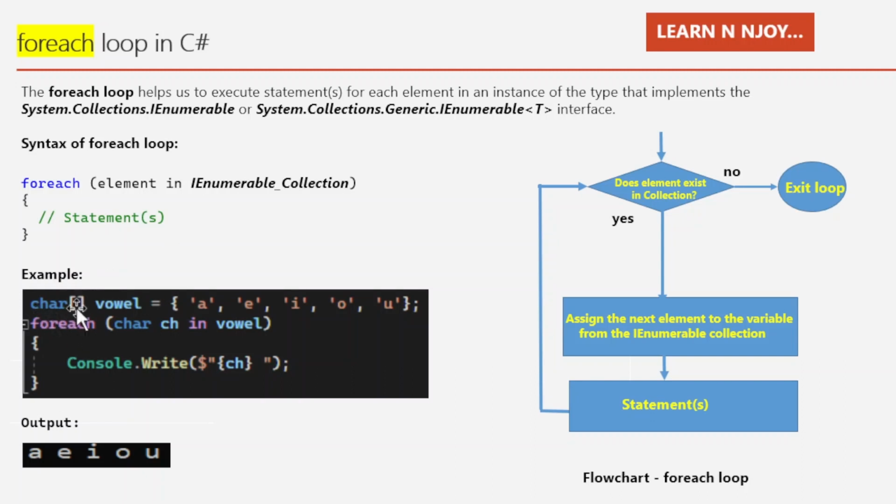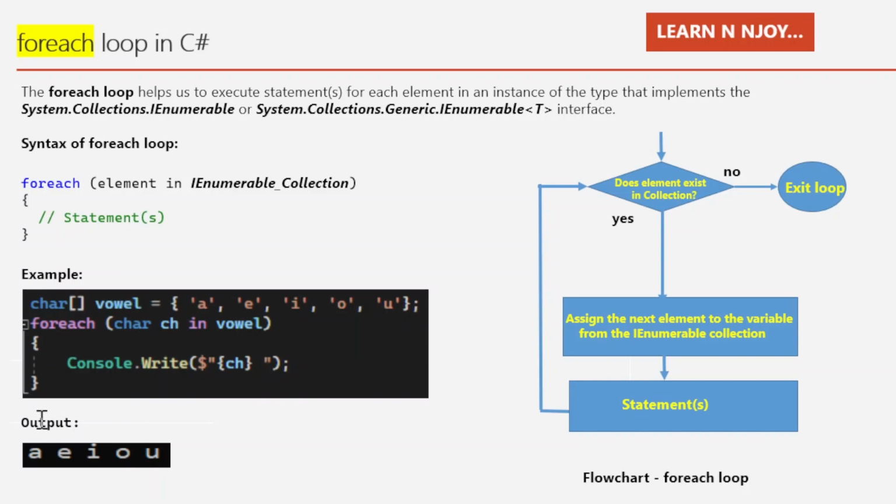Okay, let's see the example shown over here. I have written char array vowel is equal to a, e, i, o, u. So basically I have declared a character array and assigned values to it. And then I have written this foreach statement: foreach, opening and closing parentheses, and then char ch in vowel. Here char ch is nothing but the element: the data type and its variable name, then the in operator, and then vowel, which is nothing but the instance of the type that implements System.Collections.IEnumerable, right? Inside this foreach loop, I have written this statement, printing ch, that is the character, to the console window.